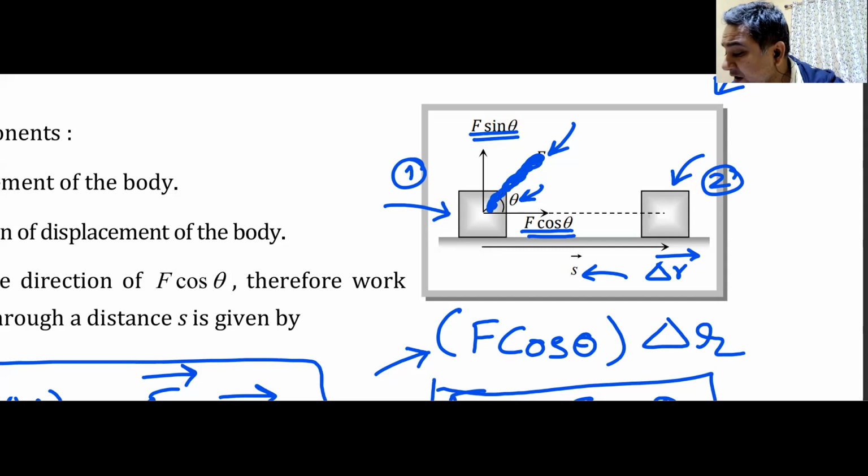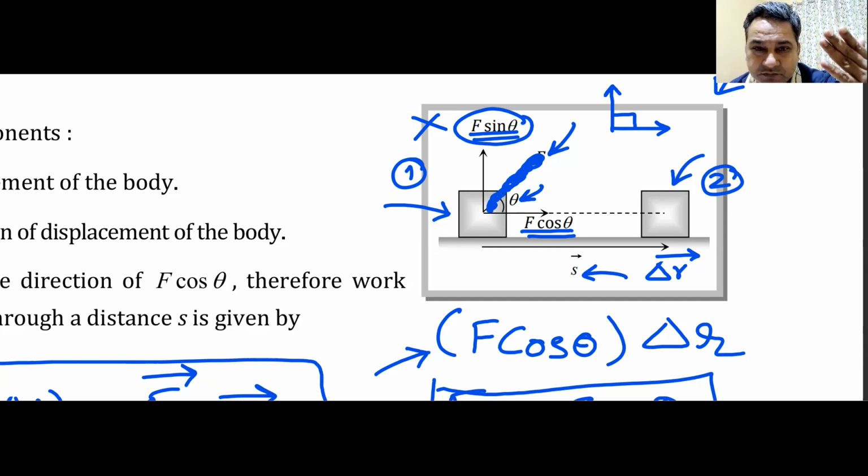Now, if we have to find out the work done by this F sin theta force, look at this F sin theta force, which is perpendicular, and the displacement is horizontal. If you look at this case, the angle between this force F sin theta and displacement is 90, and hence work done by this component or this force is 0. Do we understand this? Can I have some raise hands? So the work done by the perpendicular component of force is 0.